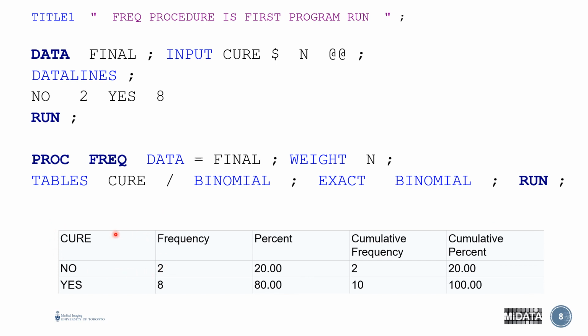And basically this little table here is just saying, for each cure, so for the variable cure, no cure frequency is 2, then it gives you your 20%, your cumulative frequency is 2 because it was the first line. And then you have cure yes, you have a frequency of 8, your percent is 80, and your cumulative frequency at this point is 10 because you have 2 plus 8 is 10. There we go, 100%.